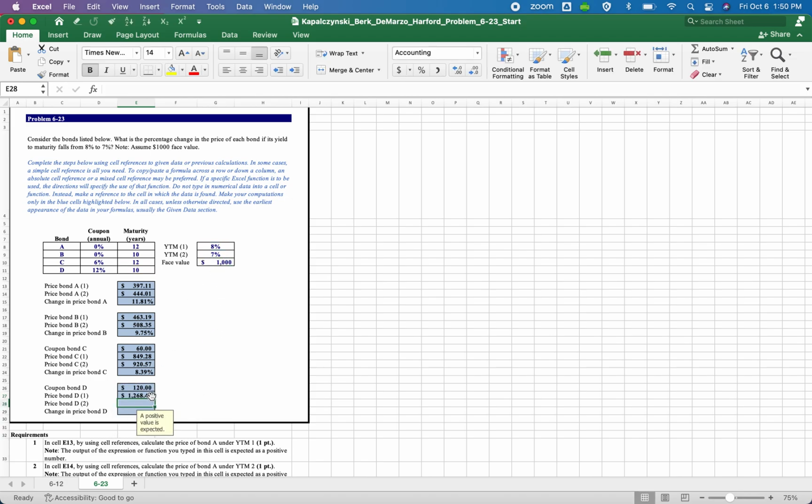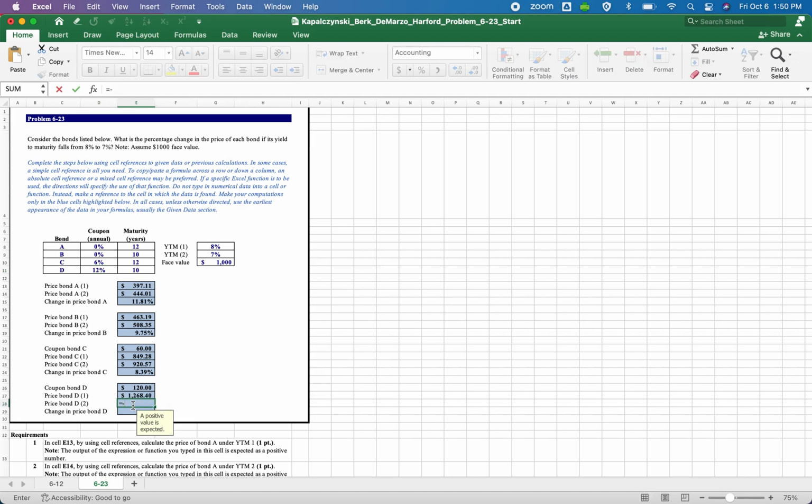All right? So now this bond is trading at a premium. All the other bonds were trading at a discount. This one is trading at a premium because the YTM is 8%, but the coupon is 12%. So your coupon payment is more than the prevailing interest rates.